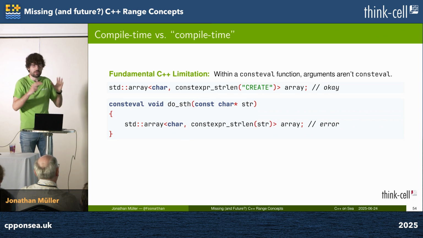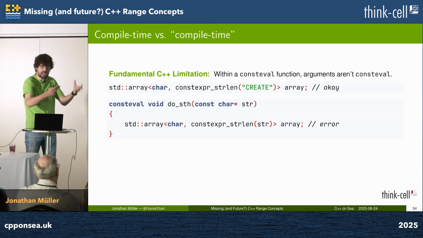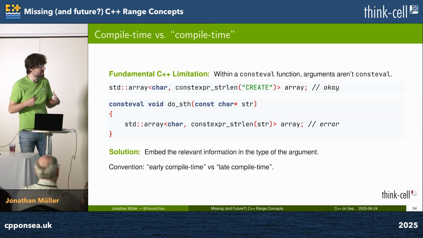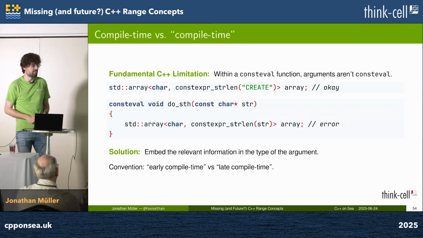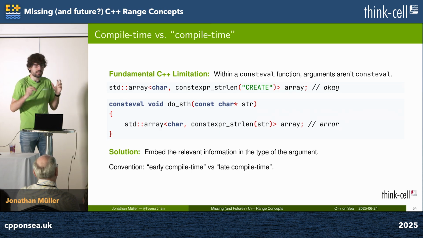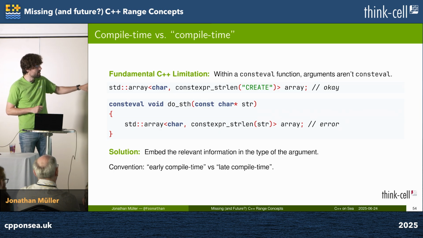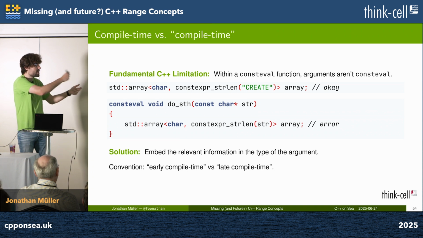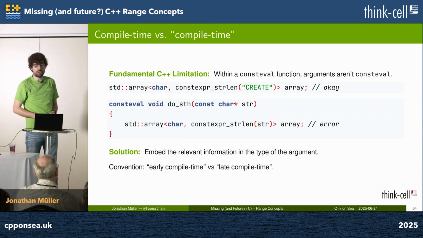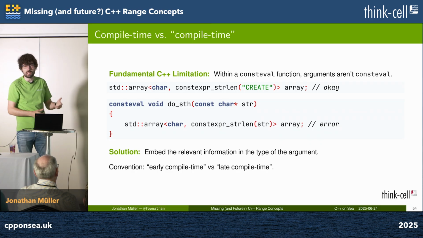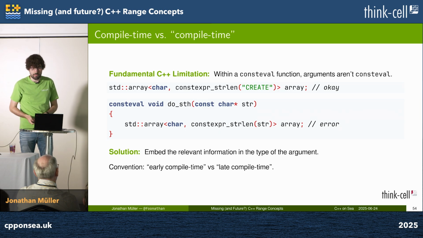And this is just a fundamental way the model works, right? So even though we are doing everything at compile time, we can't instantiate stuff based on arguments within a consteval function. So the solution is to embed the relevant information that we need in the type of the argument, because the type of the argument is a constant expression, even within a consteval function. And so I call this early compile time versus late compile time. If you put it in the type, you have access to it during early compile time, so within the body, whereas if it's just the value, then you only have it at compile time after you return from the function, but not within the body of the function. And so we need to encode all our strings into the type system so we can use them within a consteval function.